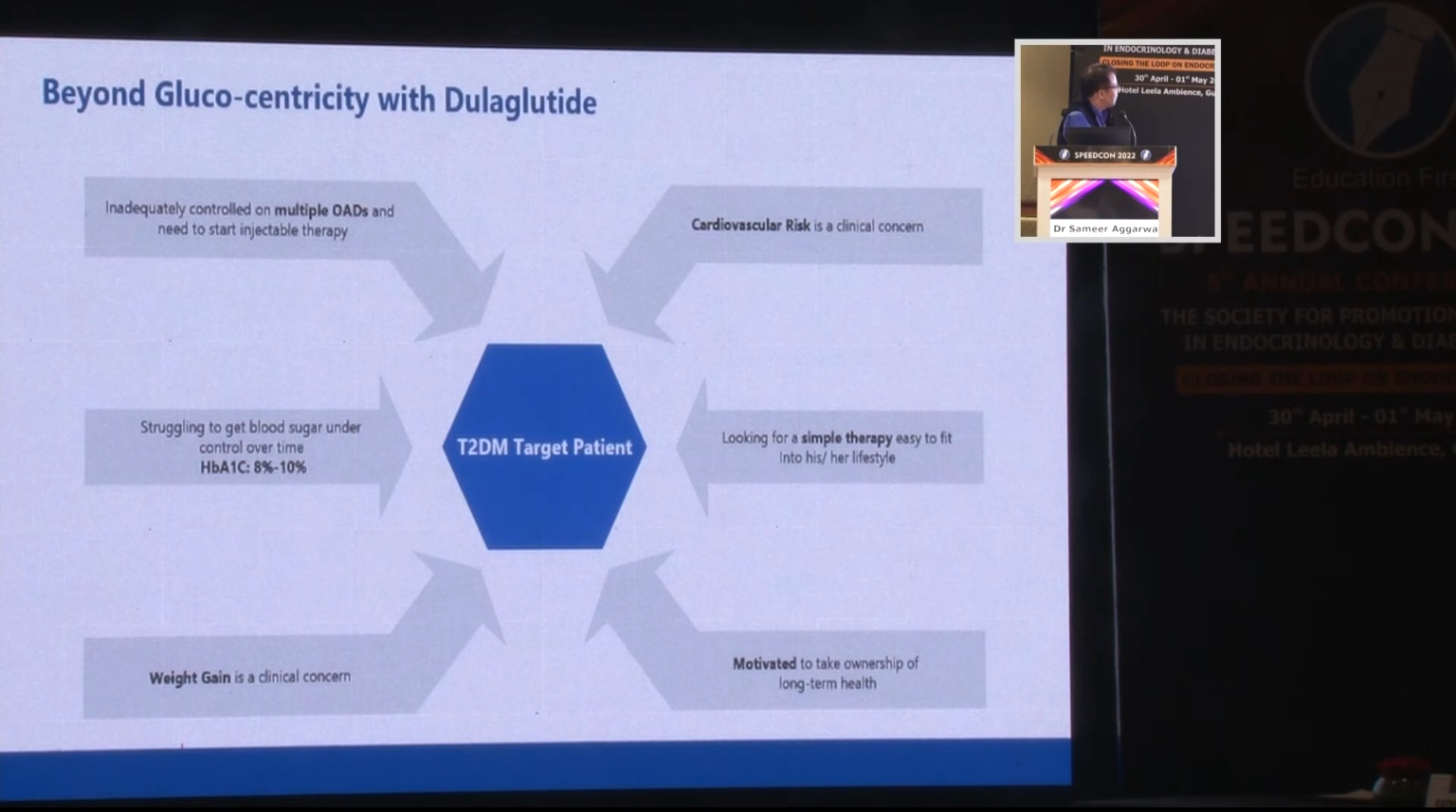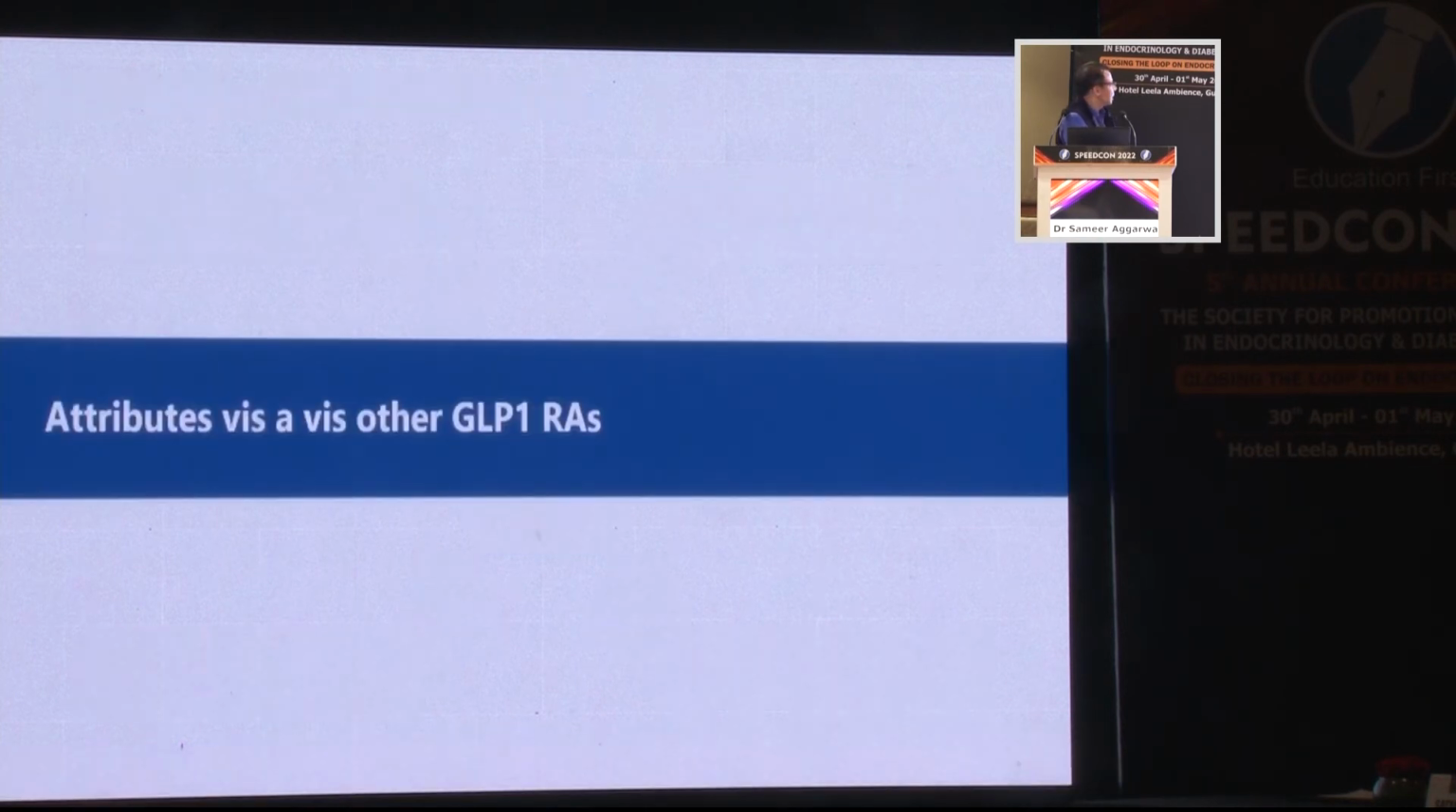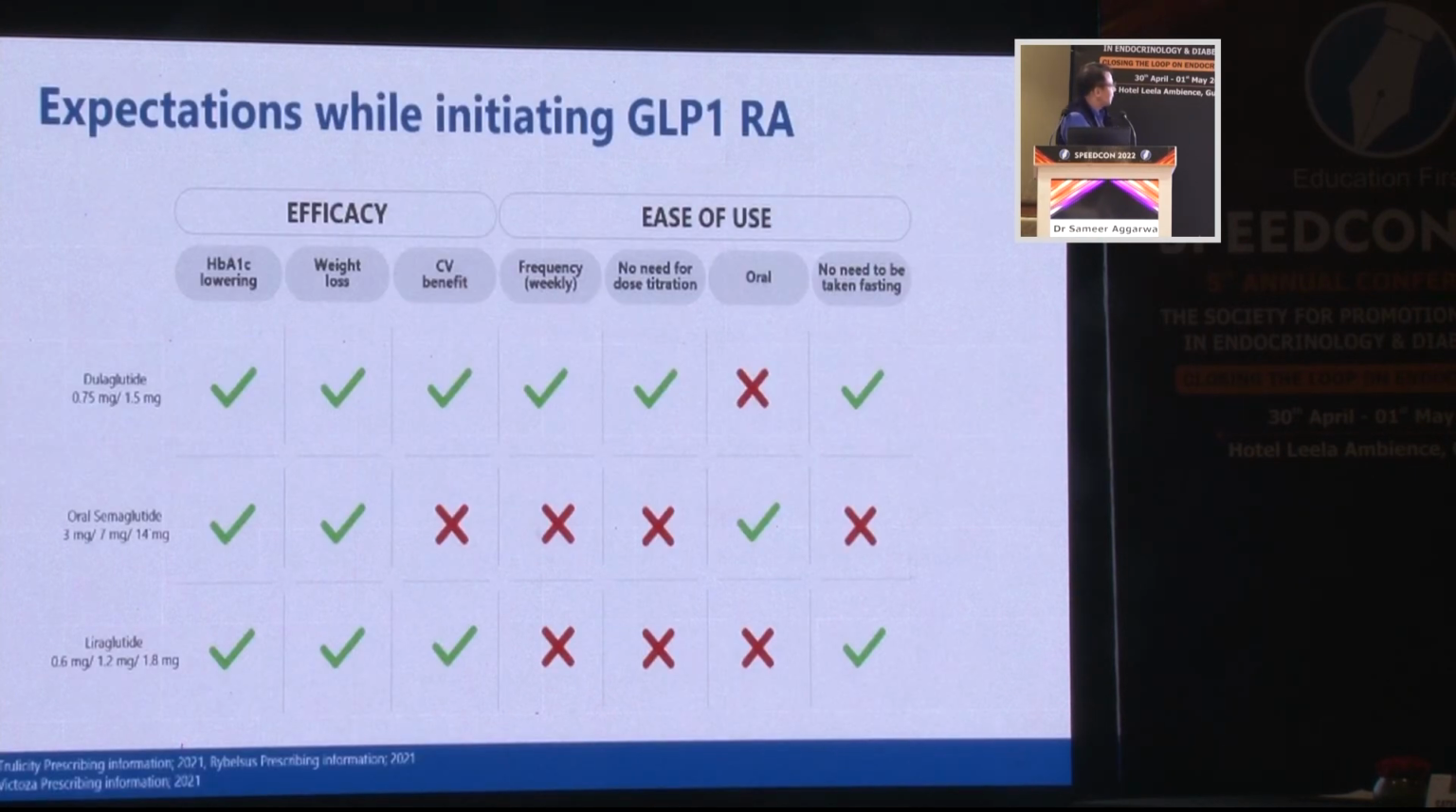So I think we should be going beyond glucocentricity with Trulicity. In addition to HbA1c control, we have a therapy which can cause weight loss and which has cardiovascular safety data. If we talk about expectations while initiating a GLP agonist, the ease of use, the efficacy, everything is there. If we talk about oral semaglutide, we still do not have CV benefit data, no dedicated CV outcome trial.